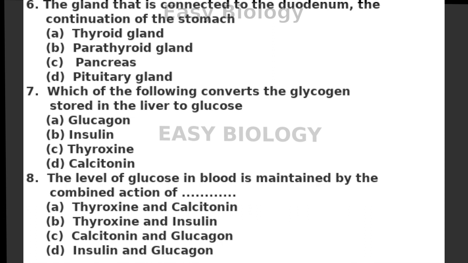Question number 8. The level of glucose in blood is maintained by the combined action of A. Thyroxine and calcitonin. B. Thyroxine and insulin. C. Calcitonin and glucagon. D. Insulin and glucagon. The answer is insulin and glucagon. The level of glucose in blood is maintained by the combined action of insulin and glucagon.